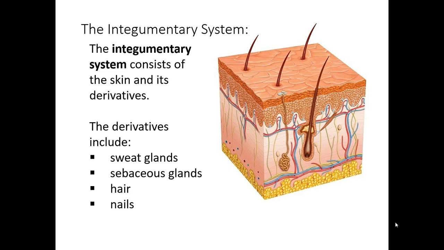So moving on, we're going to look at some features or components of the integumentary system. It consists of the skin and the skin's derivatives. Some of these derivatives include sweat glands, sebaceous glands, hair, and nails. Please make sure that you make note of those derivatives, or what's another term that I can use for derivatives? It'll come to me, but like supplemental parts, additional parts of the skin.